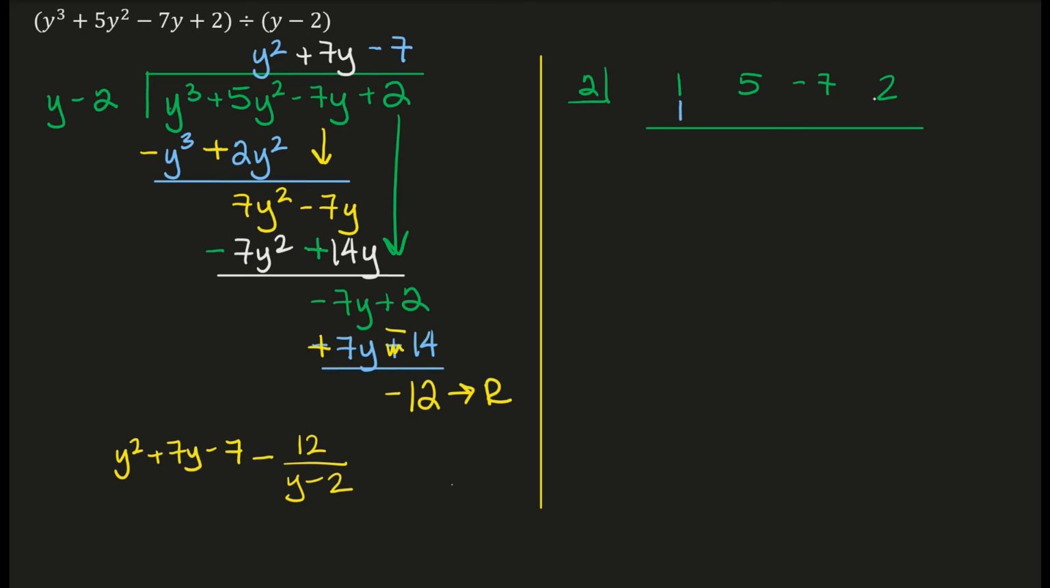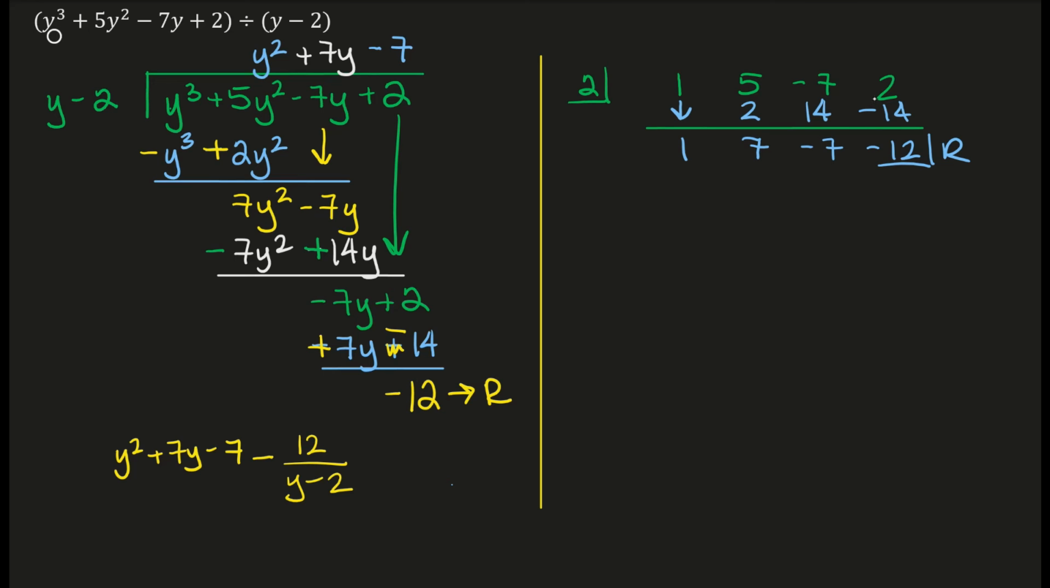So I bring the first number down, and I get 1. And then I'll say 2 times 1 is 2. Here, I'll add 5 plus 2 is 7. Multiply 2 times 7 is 14. Add, I'll get negative 7. Multiply, and then add again, and I'll get negative 12. This last number here is always the remainder. So even if it were 0, you would just have no remainder here.